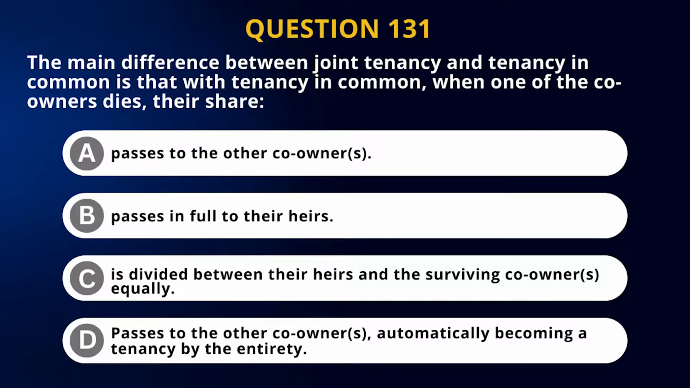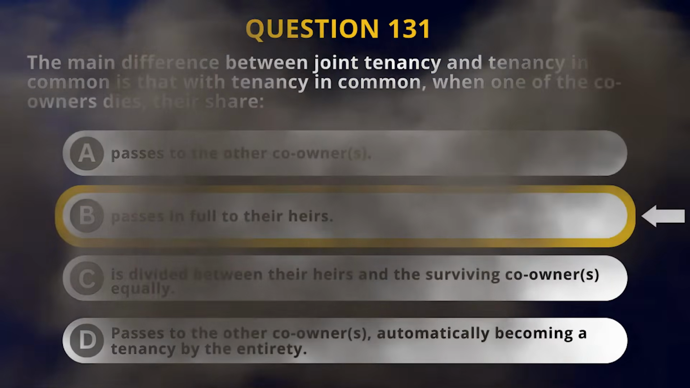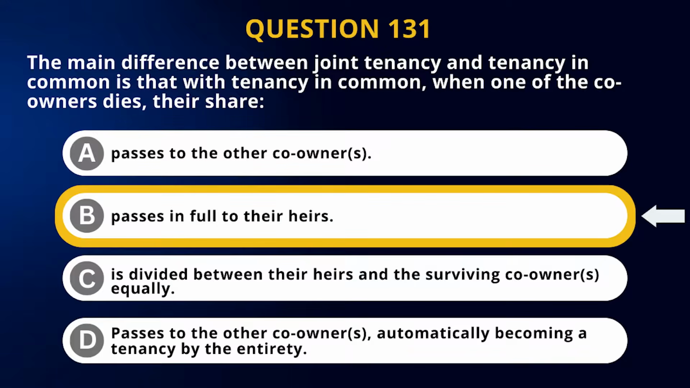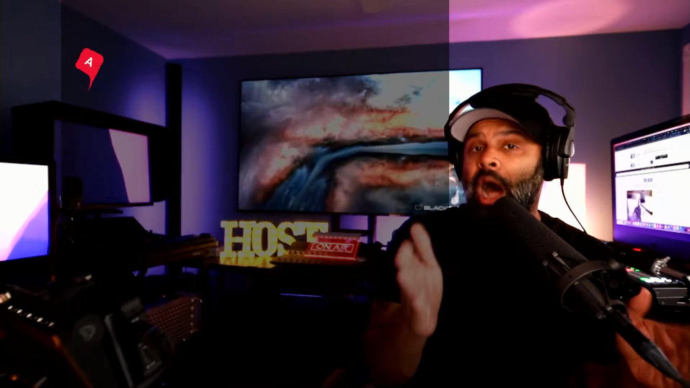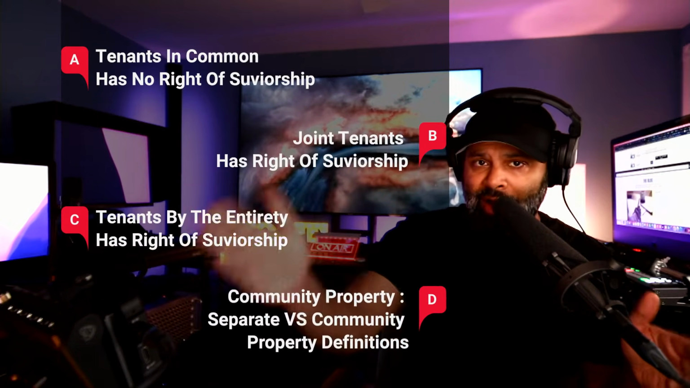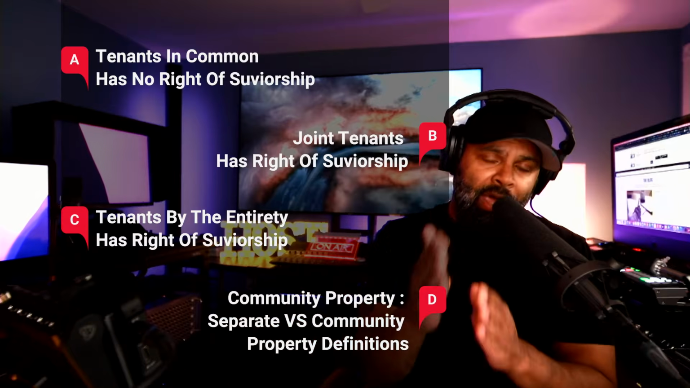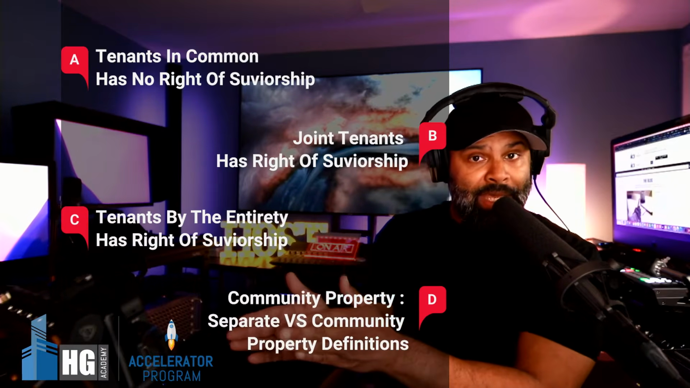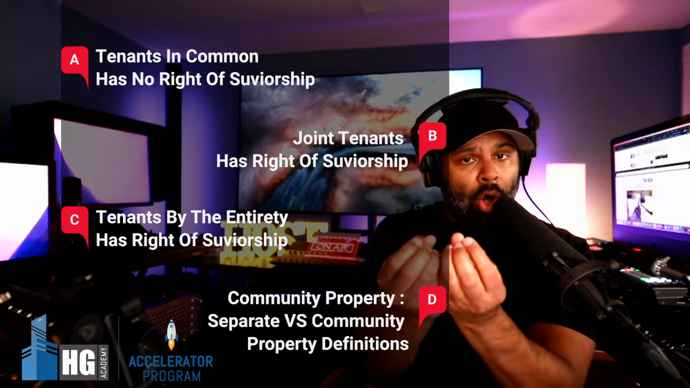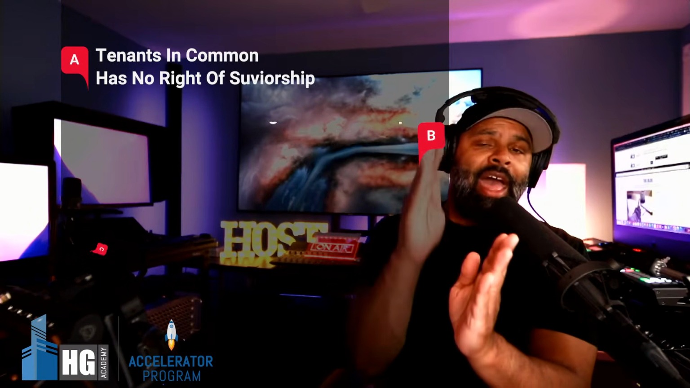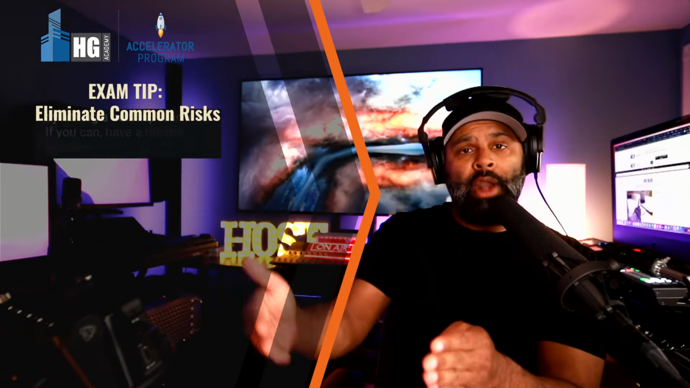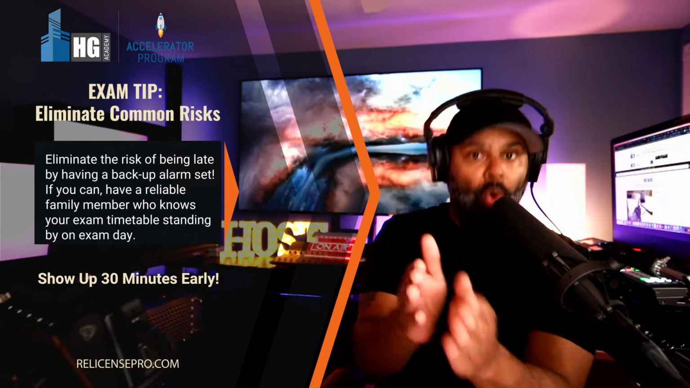And the answer, letter B, passes in full to their heirs. This is something that I've mentioned before in previous questions, that the tenancy in common has no right of survivorship. And no right of survivorship means that when a co-owner passes, remember, tenants in common have more than one owner, right? Joint tenancies have more than one owner. Tenancies by the entirety have more than one owner.